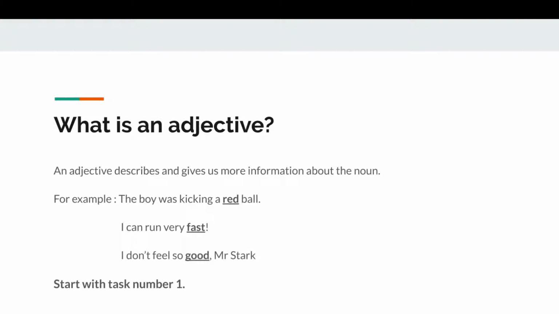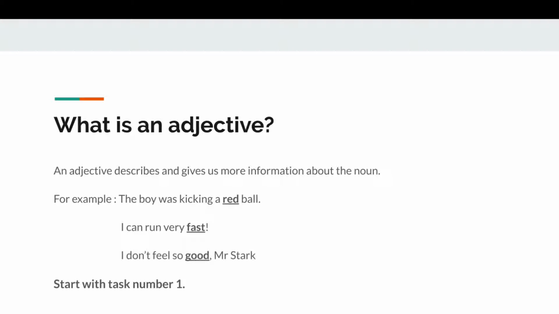I don't feel so good, Mr. Stark. In this sentence, good is the adjective as it explains the state of someone. How are they feeling? Not so good. All of these are words that give us further information.